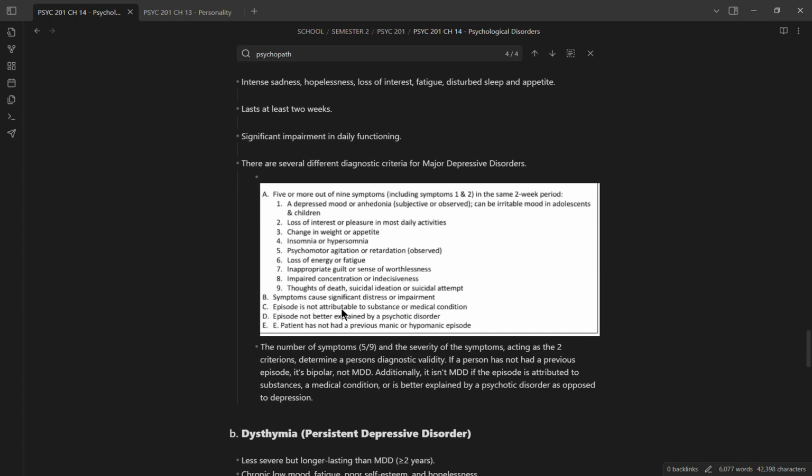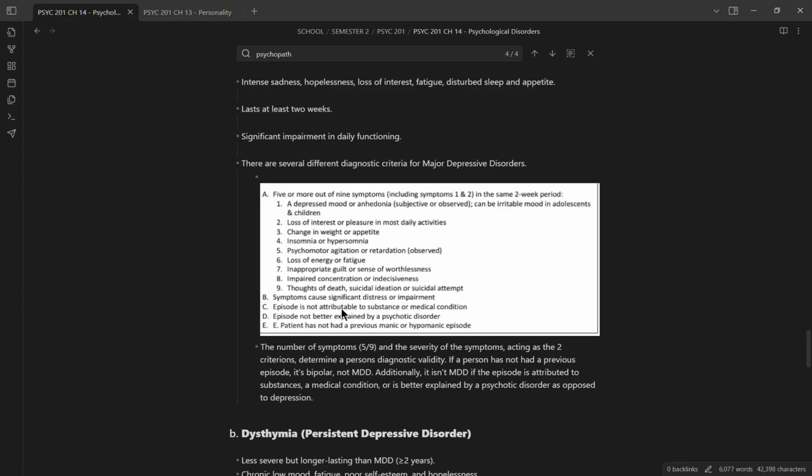So what are some of these diagnostic criteria, right? If we see 5 or more out of the 9, including 1 and 2, of the following symptoms in the same 2-week period, with those symptoms being a depressed mood, or being more irritable, right? A loss of interest or pleasure in most daily activities, change of weight and appetite, insomnia or hypersomnia, psychomotor agitation or retardation, loss of energy or fatigue, inappropriate guilt or sense of worthlessness, thoughts of death, impaired concentration, then we see that diagnosis, right?